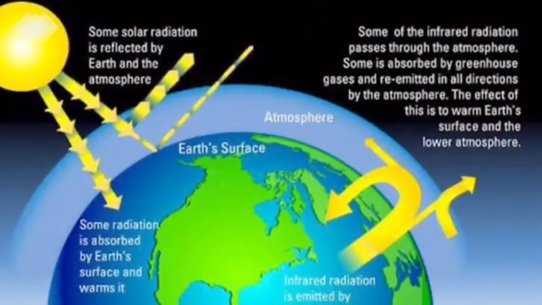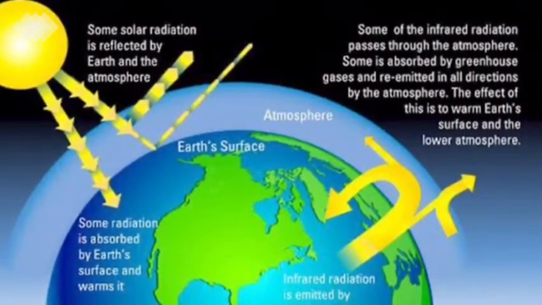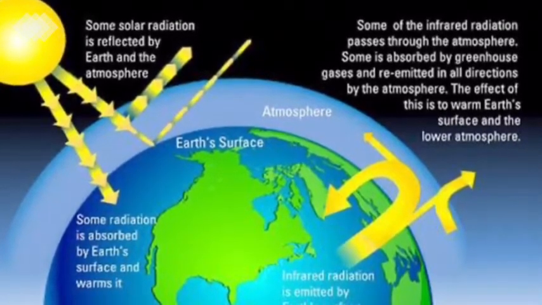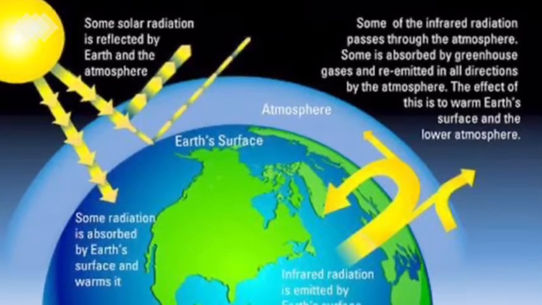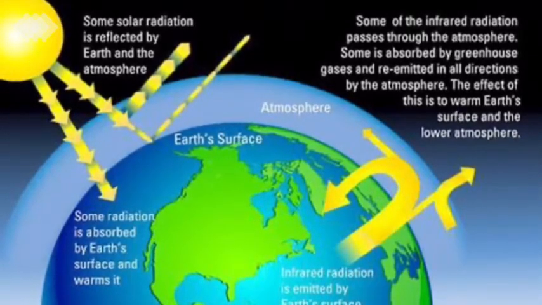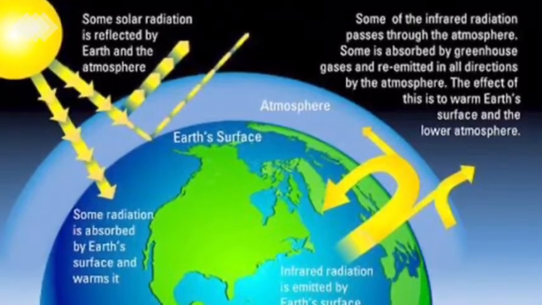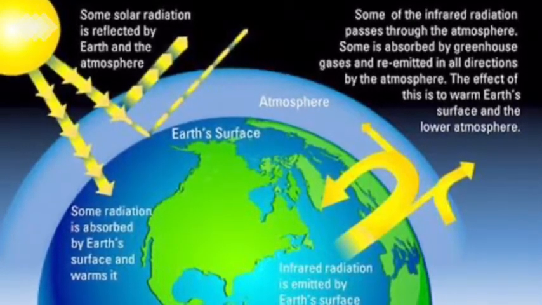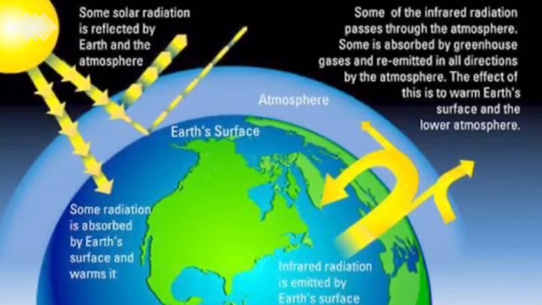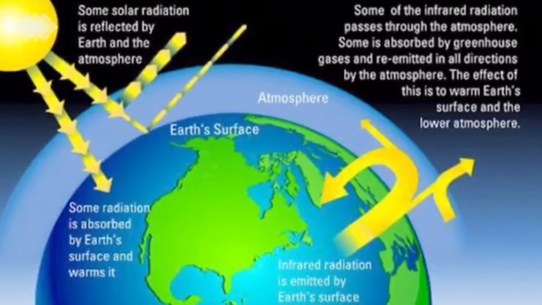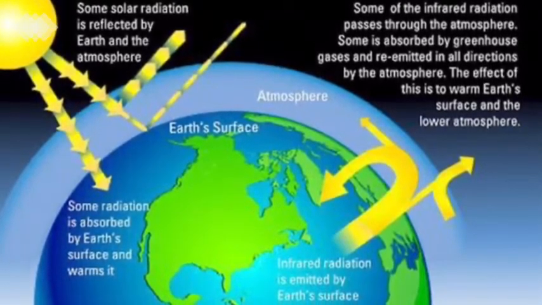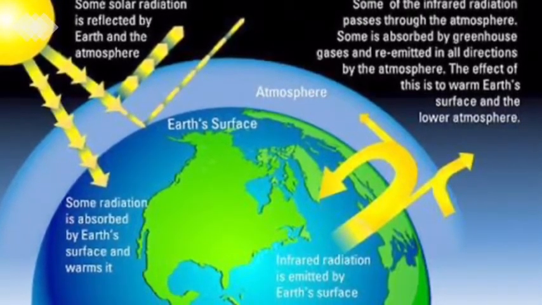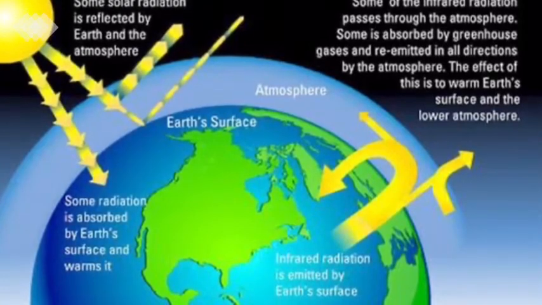This picture shows that some solar radiation is reflected by Earth and the atmosphere. Some radiation is absorbed by Earth's surface and warms it. Next, some of the infrared radiation passes through the atmosphere. Some is absorbed by greenhouse gases and re-emitted in all directions by the atmosphere. The effect of this is to warm Earth's surface and the lower atmosphere.